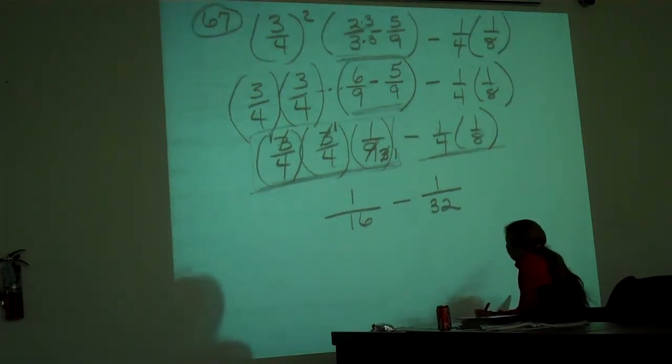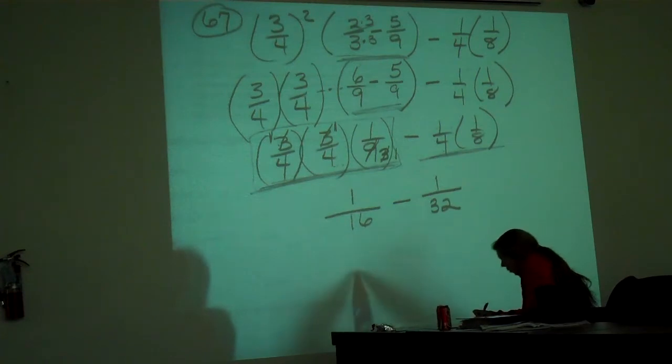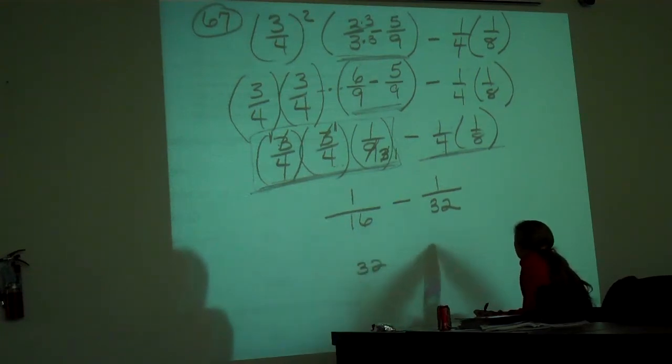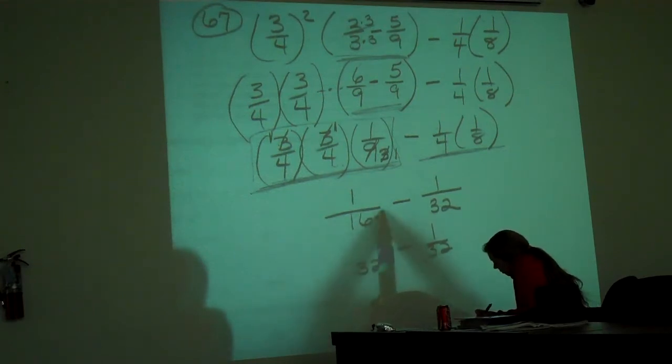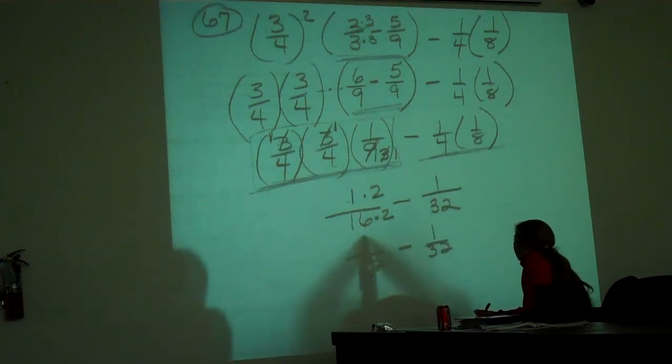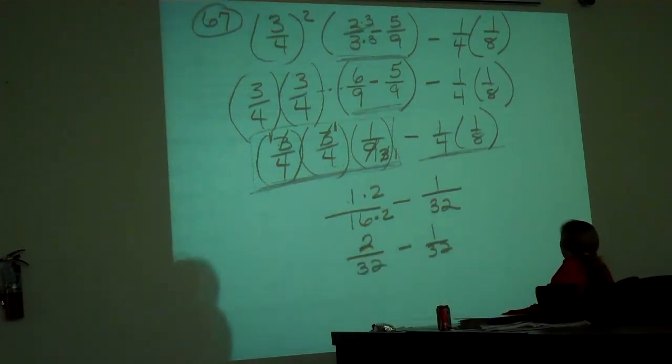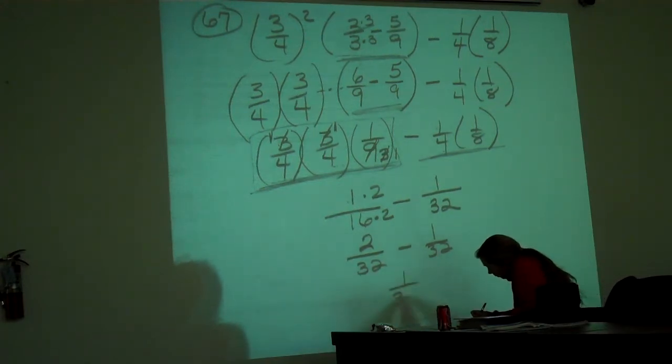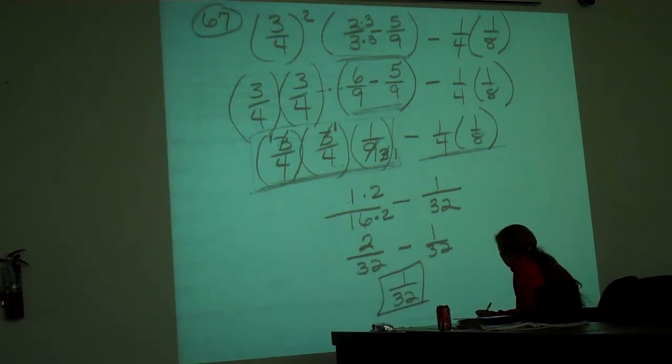Now we're subtracting. We need a common denominator. 32. 16 times 2, I'm sorry. 1 times 2, 32. So 2 over 32 minus 1 over 32. 1 over 32. And that's your final answer, but we're not millionaires. Darn it. Okay?